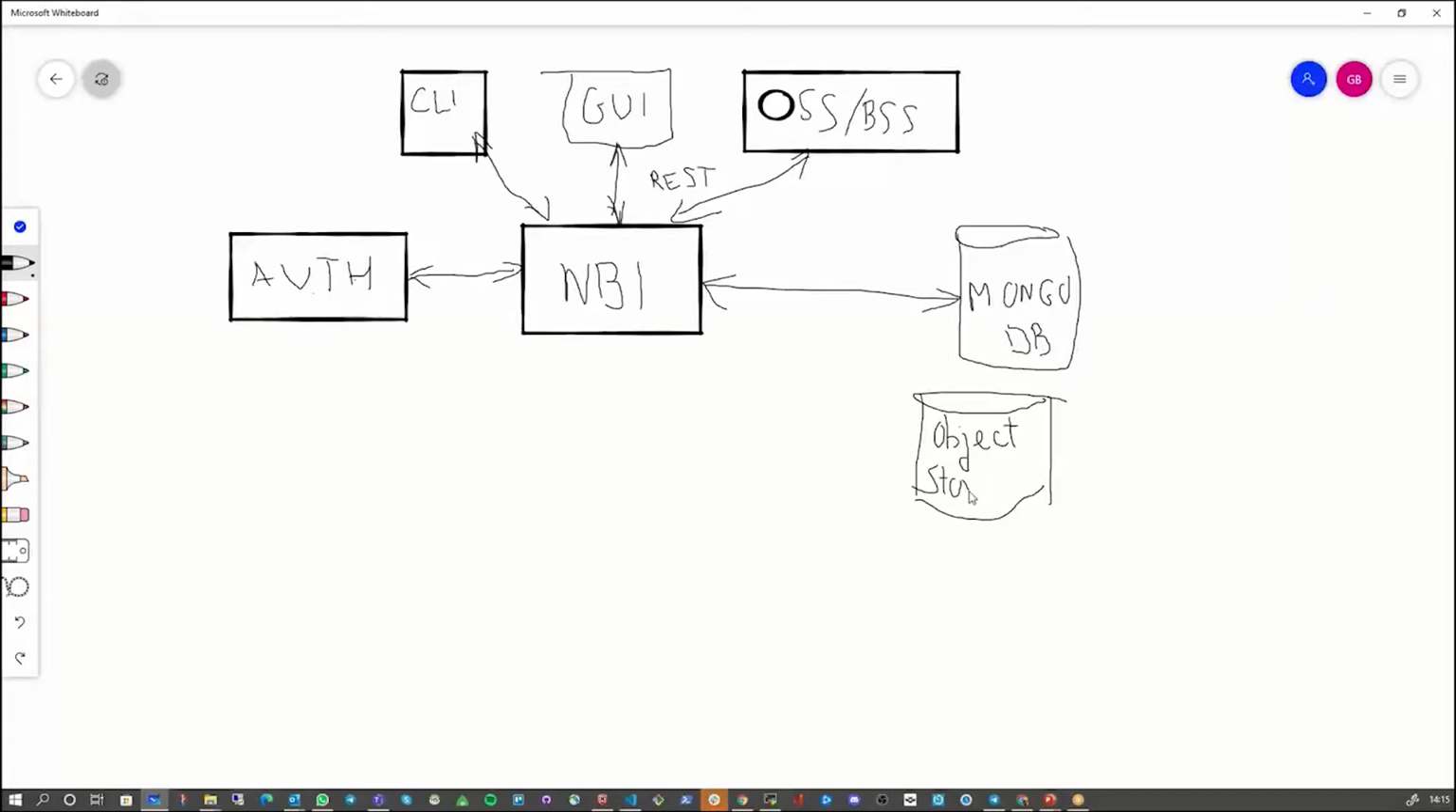For instance, if the package includes a Juju charm, or a logo, or a cloud-init file, these kinds of things will also be stored in the object storage. There's an interaction between them. And then we go to the main components of the system. Let's go one by one.